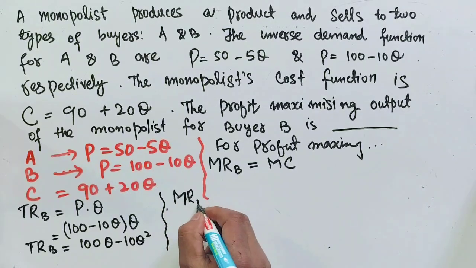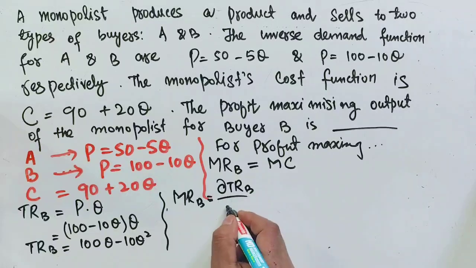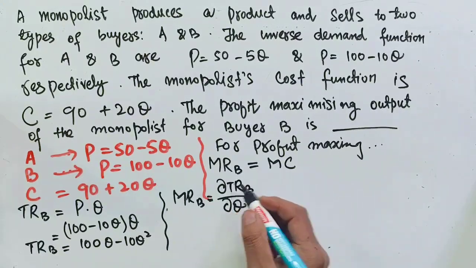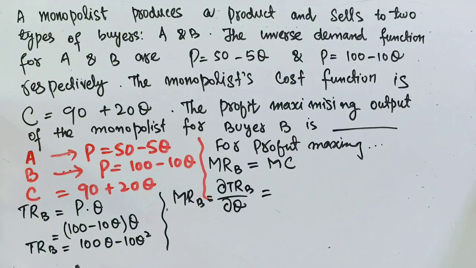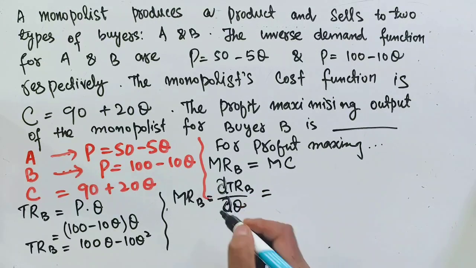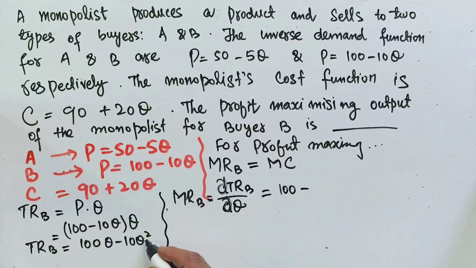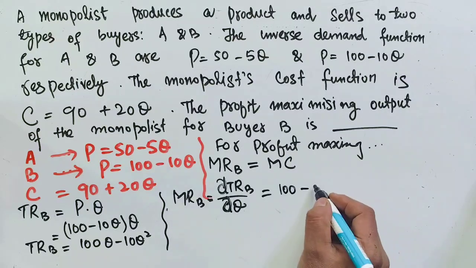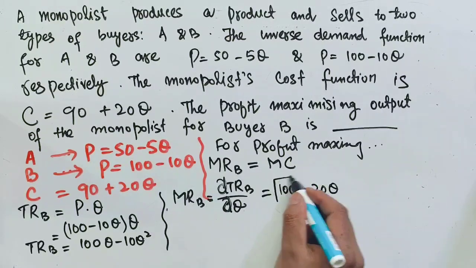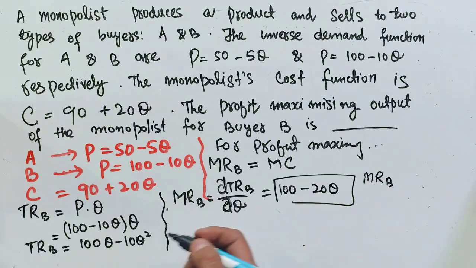Marginal revenue for buyer B will be equal to the derivative of total revenue for buyer B with respect to the output. So differentiating with respect to Q, we use the simple derivative, not partial, here. Derivative of 100Q is 100, and derivative of Q square is 2Q, so 2 into 10 is 20Q. This is the marginal revenue for buyer B.